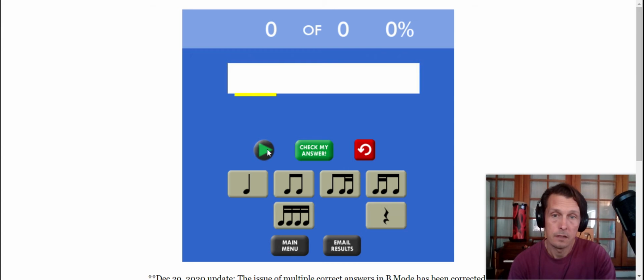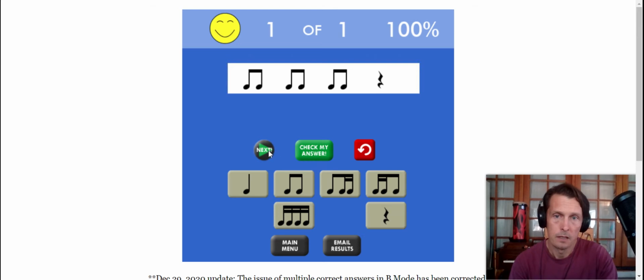We play. Well, that was some easy rhythms. That was opus, opus, opus, rest. I want to get to some 16th note rhythms. Let's do it.